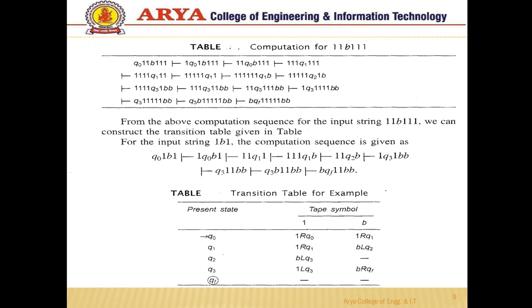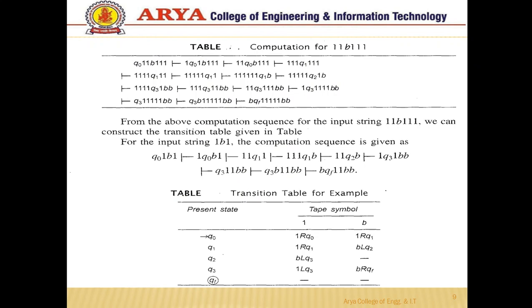So we can see this computation for this. When q0, the initial state, reads the value 1, this 1 is replaced by 1, and q0 remains q0, moving in the right direction. Again q0 reads the value 1, 1 is replaced by 1, moves right, and q0 remains q0. Then q0 reads the symbol b, which is a different symbol. If we read only 1s, the state remains the same; we are not changing the state. But when q0 reads a different input value, then the state is changed.